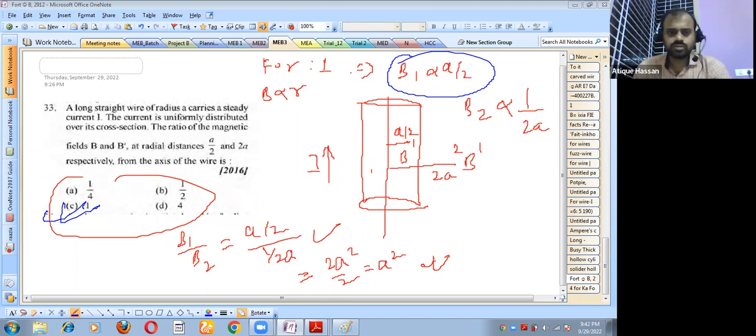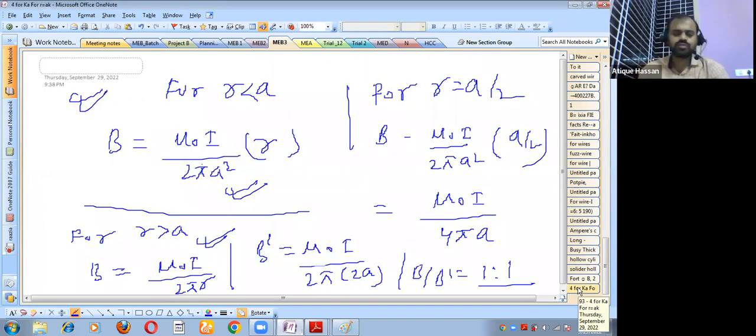All of you understood? Hanifa, Maimuna, anyone having any doubt, please ask. All of you understood this, how we got 1:1, the ratio of magnetic field at a by 2 and a.